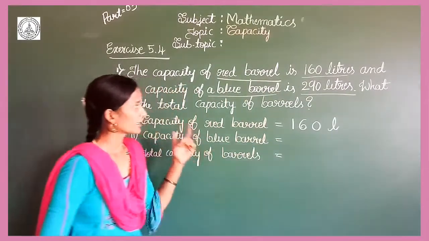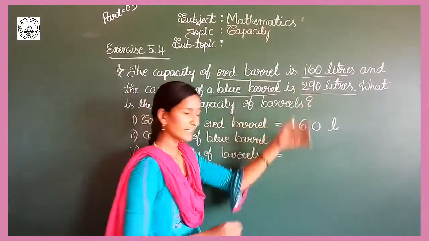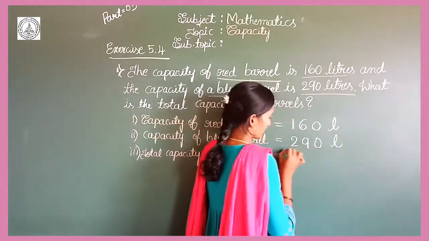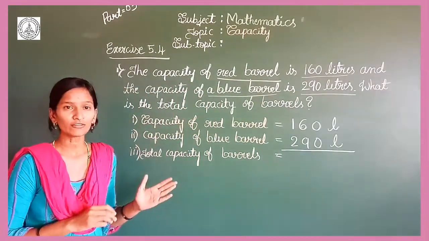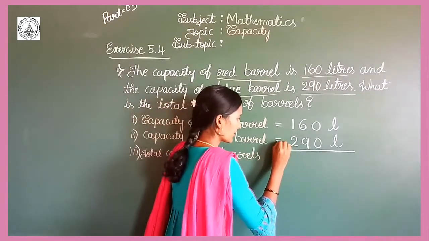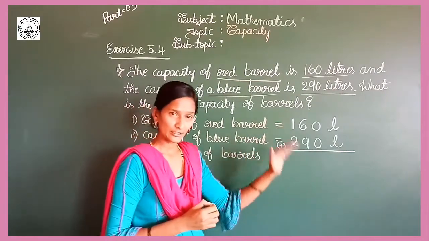The next, the capacity of the blue barrel. How much? It is 290. So write down here 290 liter. Okay. So here you have to find out the total capacity of the barrels, right? So I am writing plus, which means you have to add these two numbers.